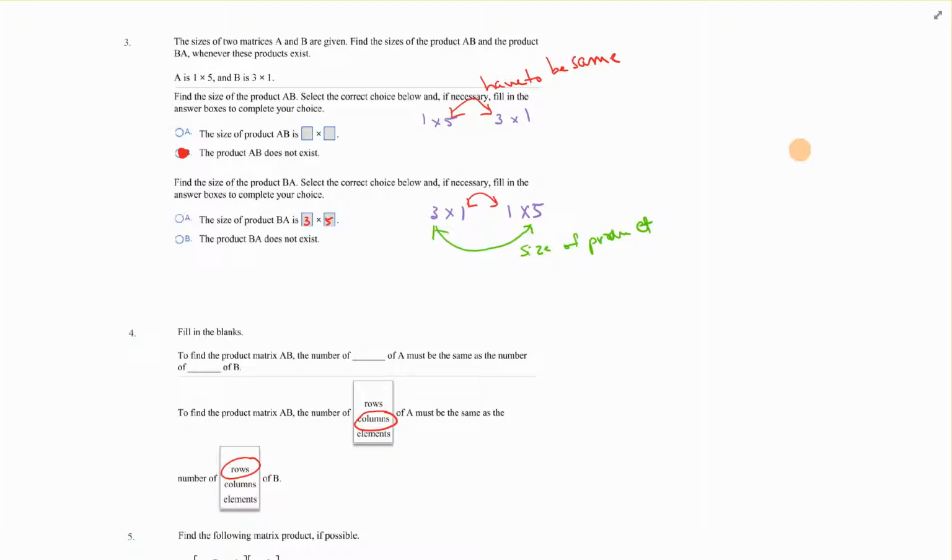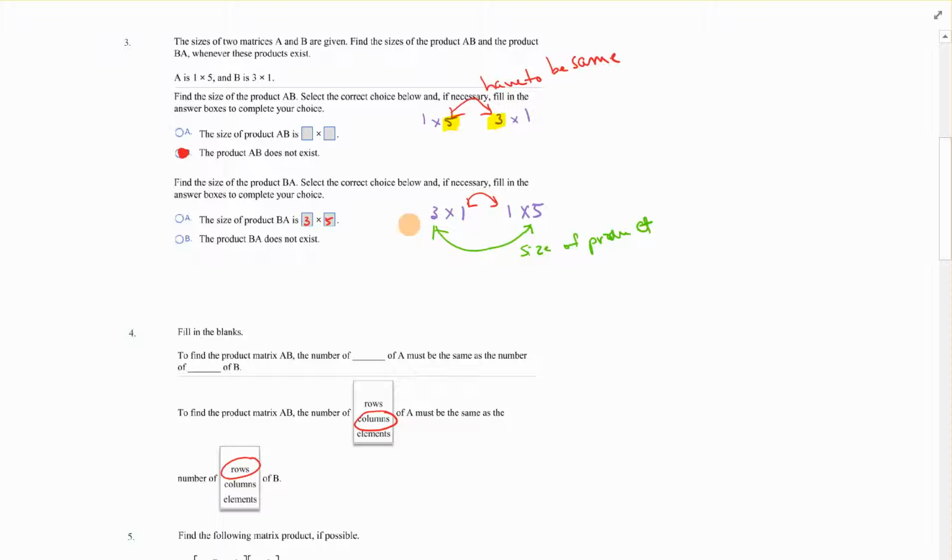All right, it gives you that A is 1 by 5 and B is 3 by 1. So I wrote those down, 1 by 5, 3 by 1. Remember that these two numbers in the middle have to be the same in order for us to multiply. So our choice here would be the product does not exist. Those aren't the same numbers.